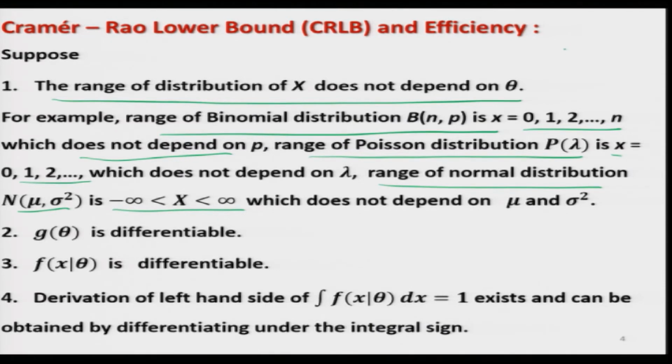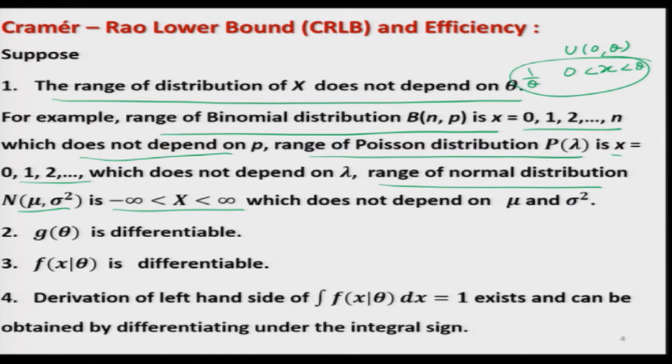An example is the uniform distribution, say 0 to theta. In this case x lies between 0 and theta, and the form of the PDF is 1 upon theta. So, you can see here that in this case the range is going to depend upon the parameter theta. So, we are not going to consider this type of situation.